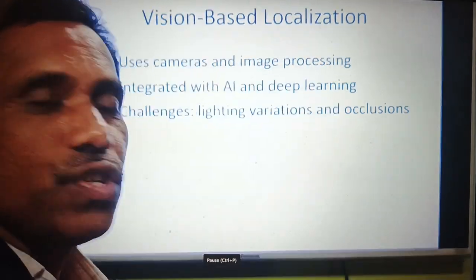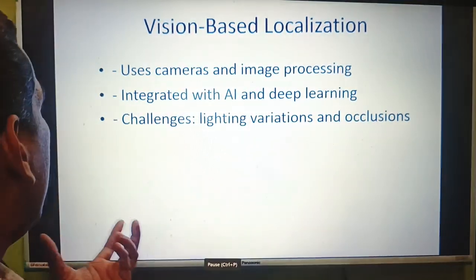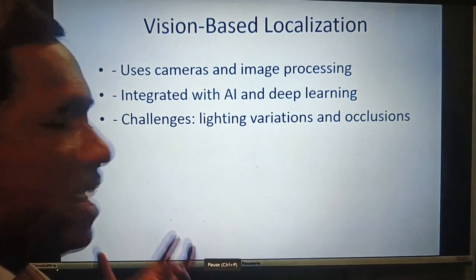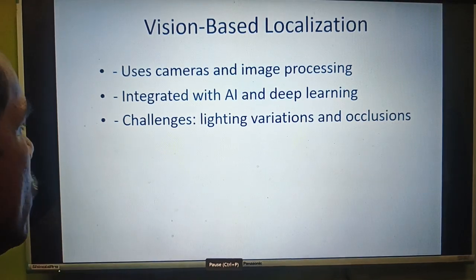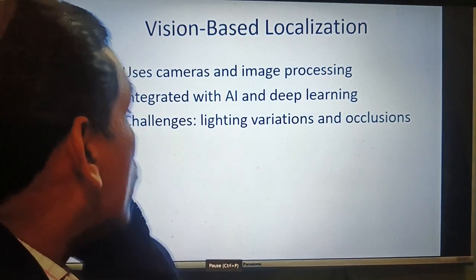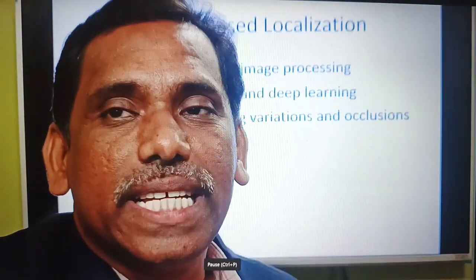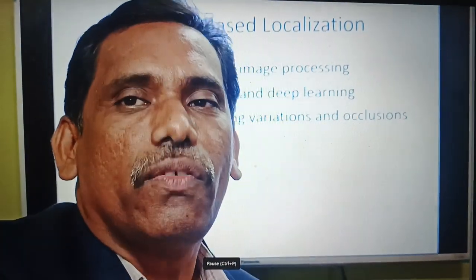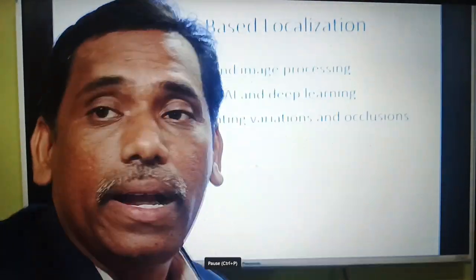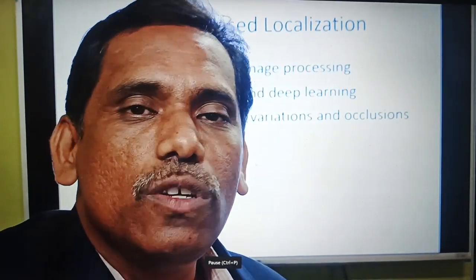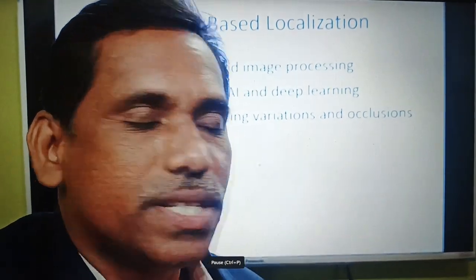Vision-based localization uses cameras and image processing integrated with AI, artificial intelligence, and deep learning. Challenges: lighting variations, and applications. So, vision-based localization uses cameras and image processing techniques to determine a robot's position in an environment. It's widely used in robotics, autonomous vehicles, and augmented reality systems.